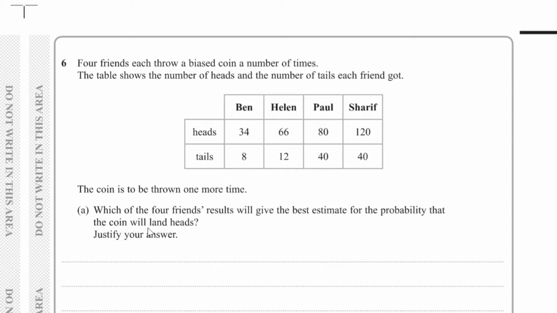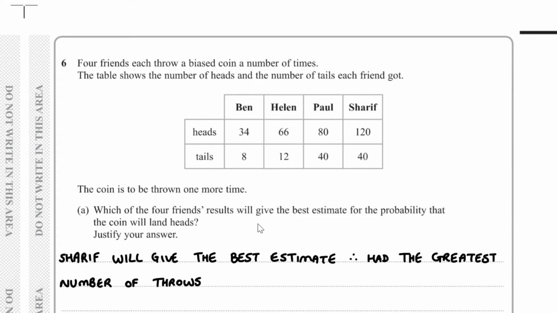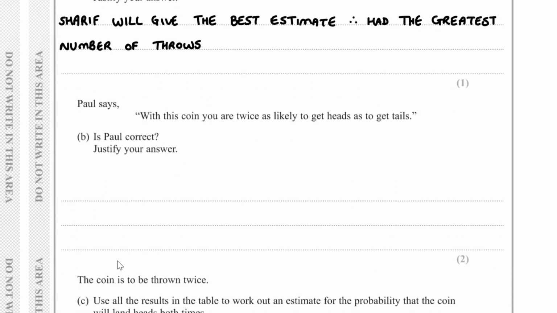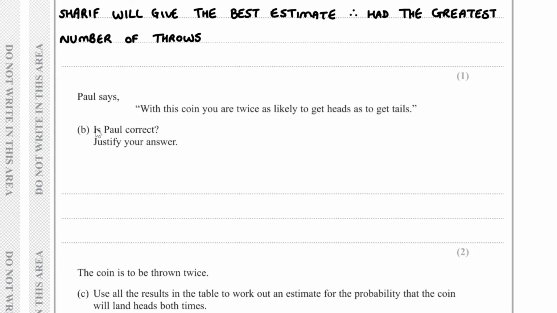Well, what you can see straight away, Sharif has the best estimate because he had the greatest number of throws. And you can see that by taking a look at the total amount of throws he had. 120 plus 40 is 160. So Sharif will give the best estimate because he had the greatest number of throws. Now for part B, Paul says, with this coin you are twice as likely to get heads as to get tails. Is Paul correct? Justify your answer.